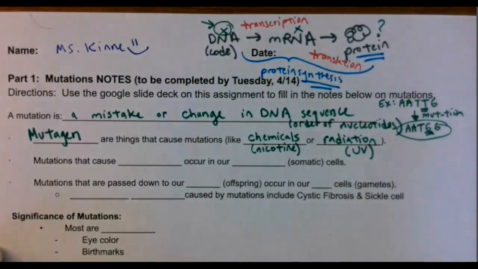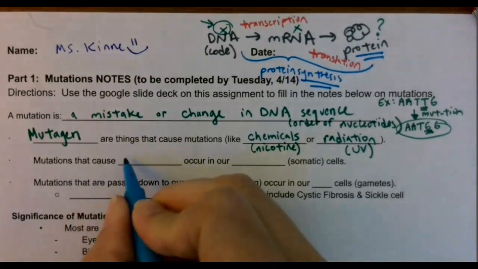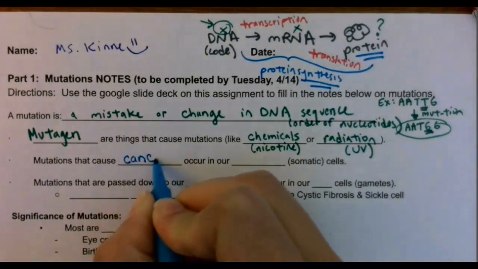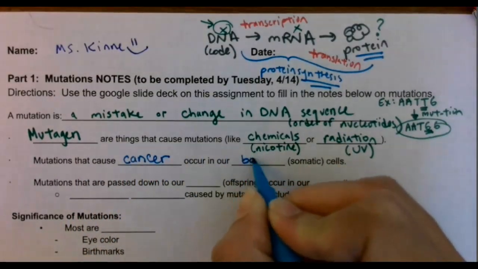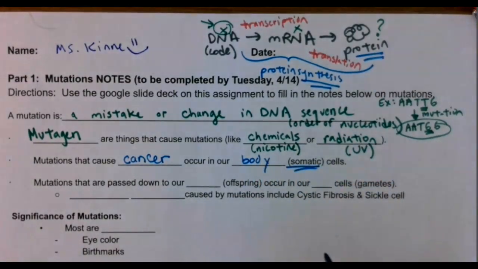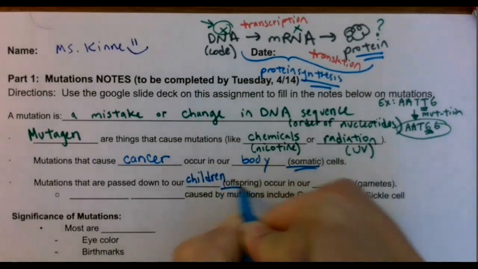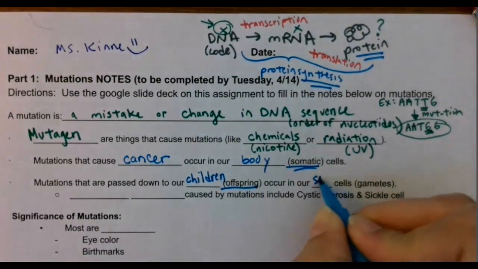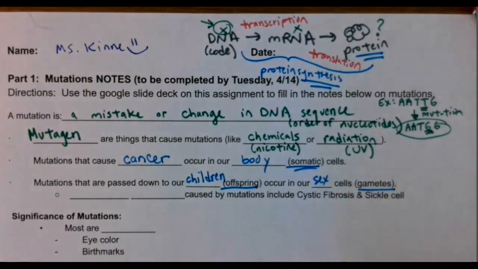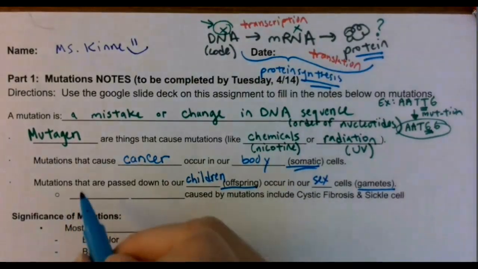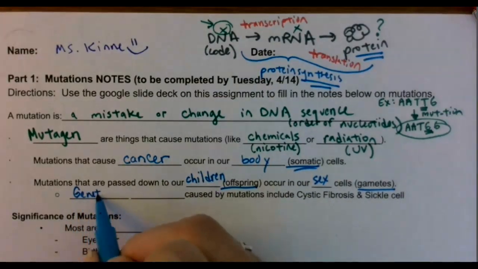Okay? Now, mutations can occur in different types of cells. Mutations that occur in our body cells can cause cancer. So mutations that cause cancer occur in our body or our somatic cells. Mutations that are passed down to our children, also called our offspring, occur in our sex cells, in our gametes. And these types of mutations can cause things called genetic disorders.